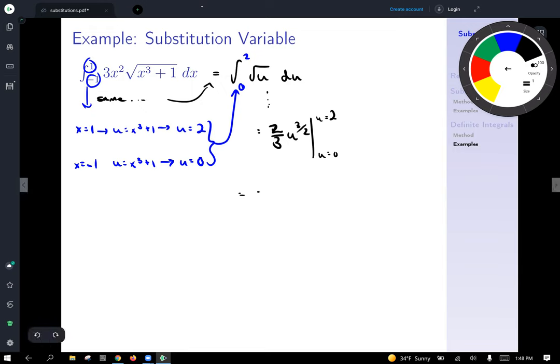And a lot of the algebra is going to end up being the same because in some way you're doing the same thing, just with a slight tweak of order. So 2 to the 3/2 minus 2/3.